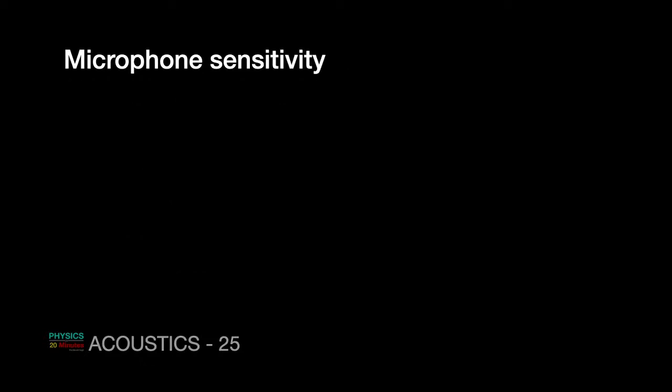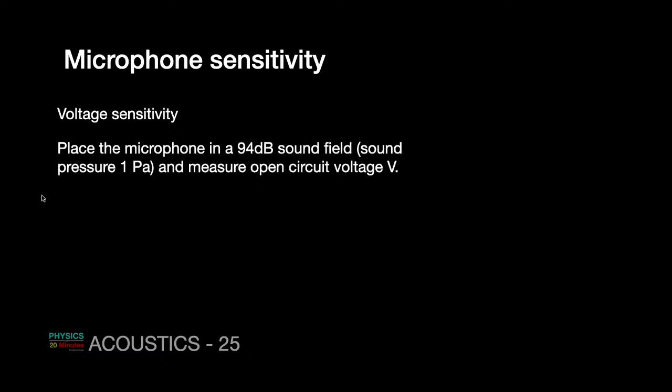Another topic that we need to talk about is microphone sensitivity. Earlier we talked about the directional sensitivity, but then how do we calculate or define sensitivity? One of the ways to define or measure the voltage sensitivity is to place the microphone in a 94 dB sound field. It's a very high noise sound field. Remember, 94 dB. Go back, look at the dB scale.